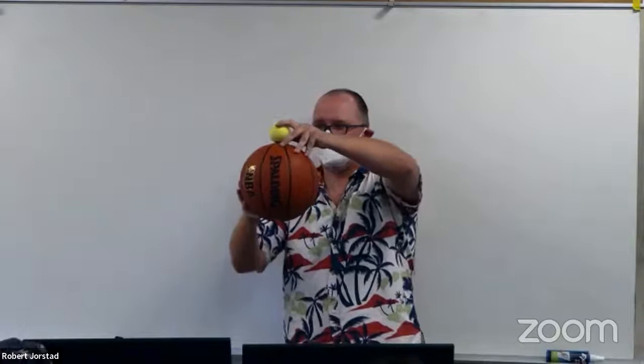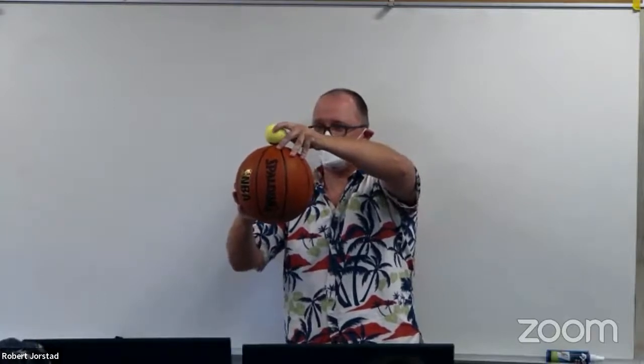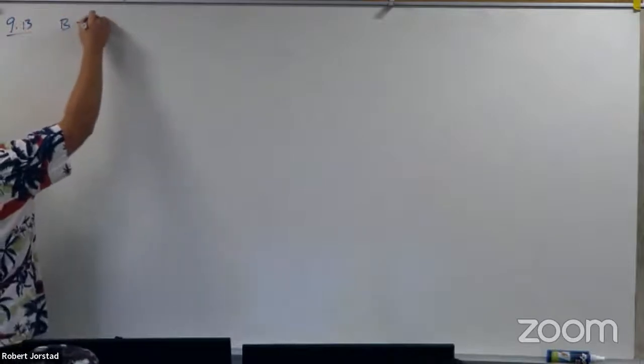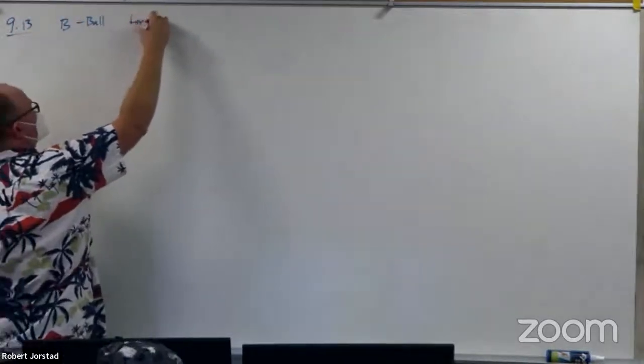Okay, you take a tennis ball and you put it on top of a basketball. You drop it, right? Now if we want to see the result, you've got to do the math first. Check this one out. What number did I call this? 9.13. The basketball, tennis ball drop.